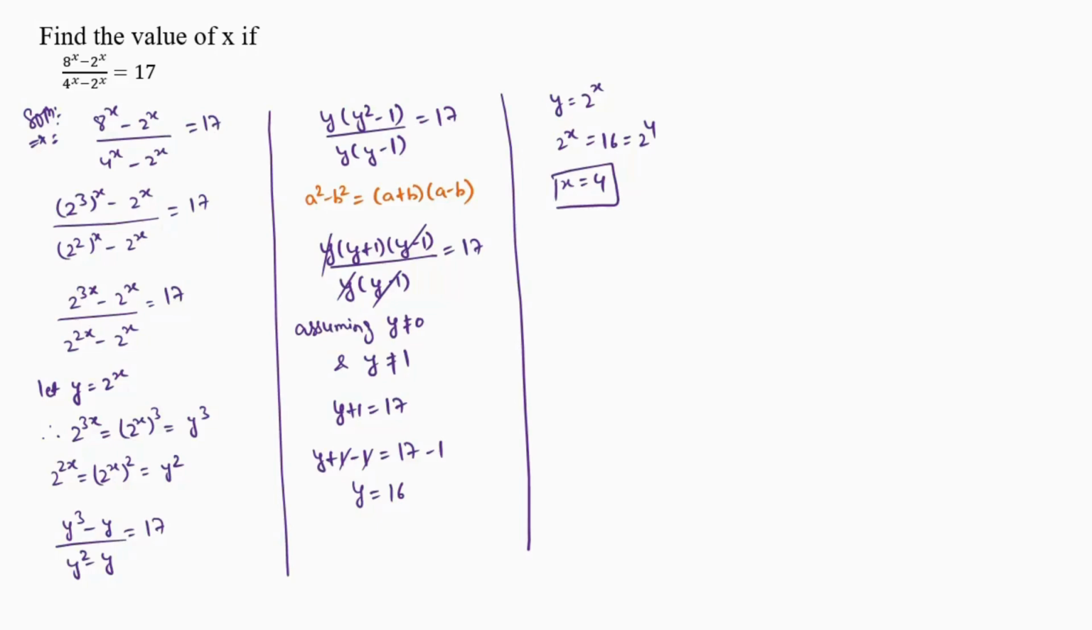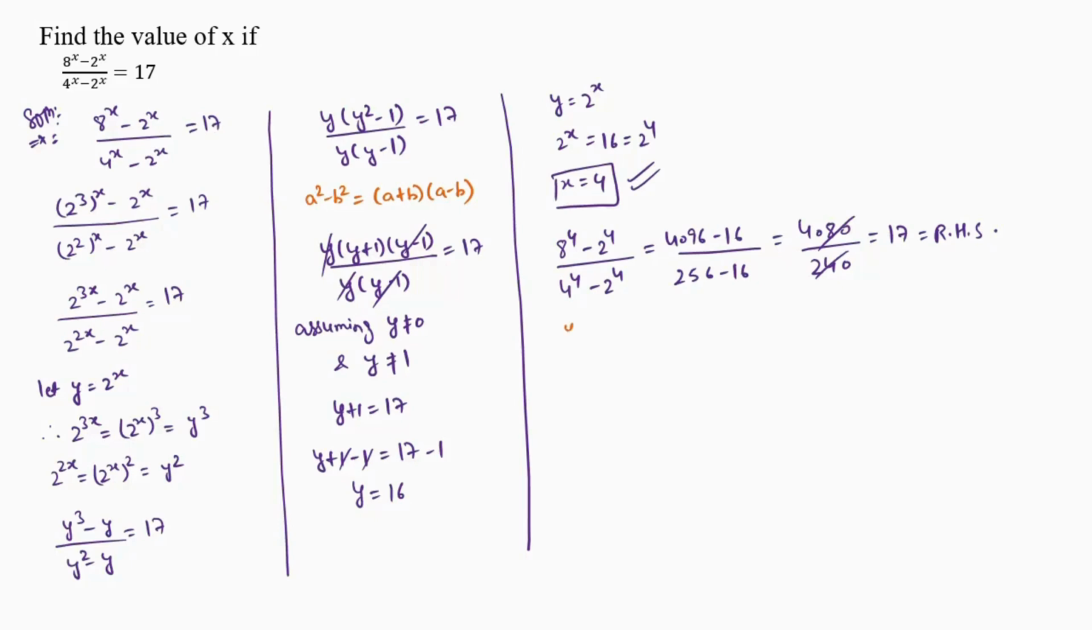So now let's verify the solution by putting its value in the given equation. So (8^4 - 2^4) / (4^4 - 2^4), which is equal to (4096 - 16) / (256 - 16). On solving this we get 4080 / 240. On solving this we get 17, which is equal to the right hand side. Therefore x = 4 is the solution.